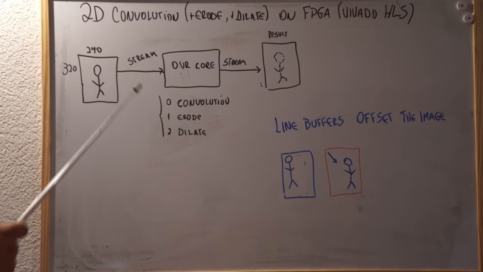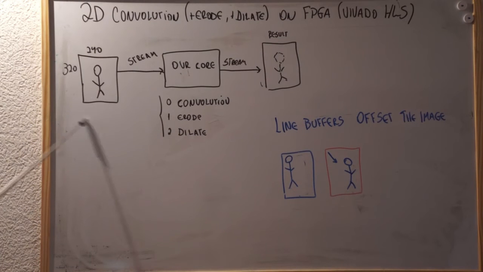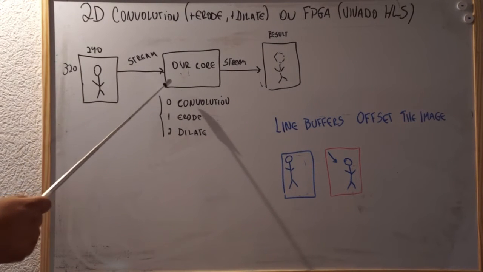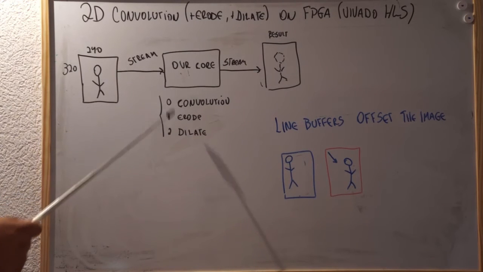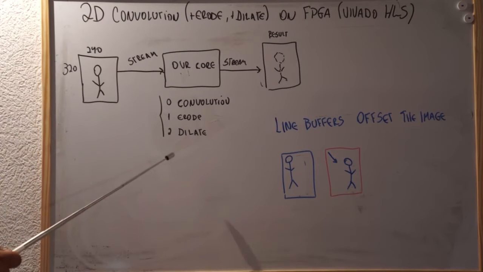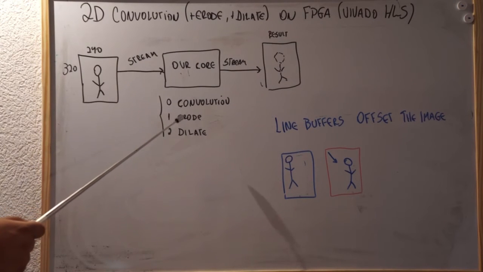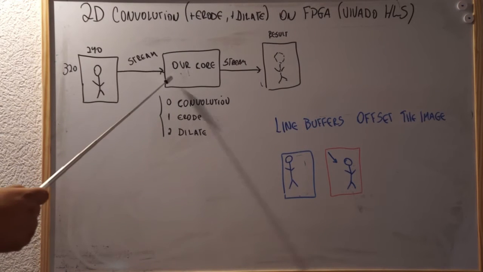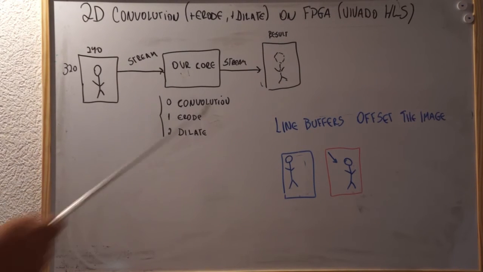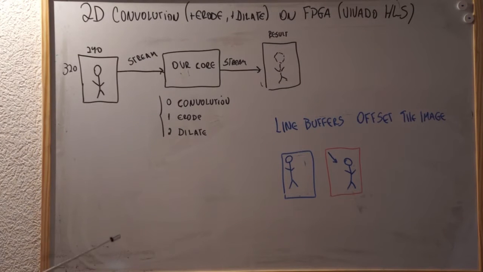So guys, just to remember what we're supposed to do, basically we're going to have an image, okay? This image is going to be transferred to our core through an axis stream, okay? Our core, we're going to have the following options. It's going to do a convolution, an erode or a dilate based on some parameter that you're going to transfer through axilite, okay? And you're going to have a result.